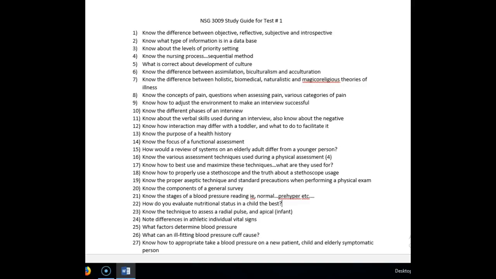Excuse me. And hypertension: stage 1 is 140 to 159 over 90 to 99, and stage 2 is greater than 160 over 100. So I do want you guys to be aware of that.